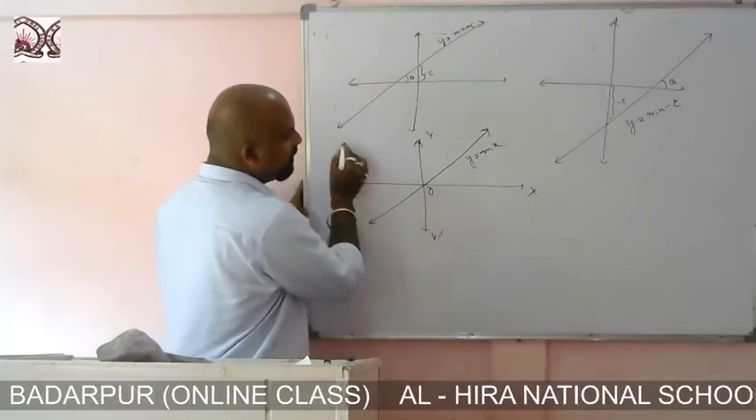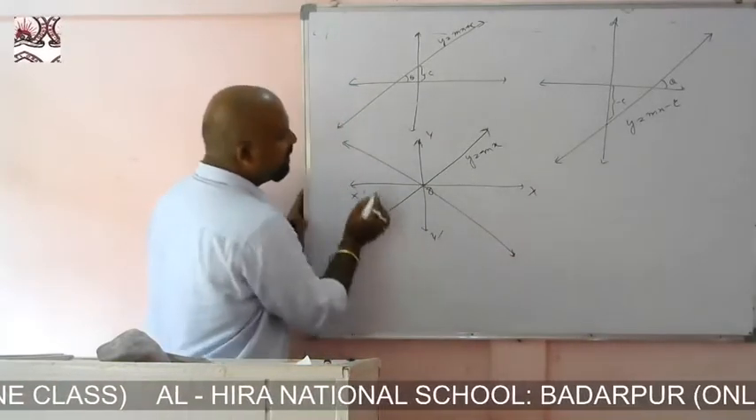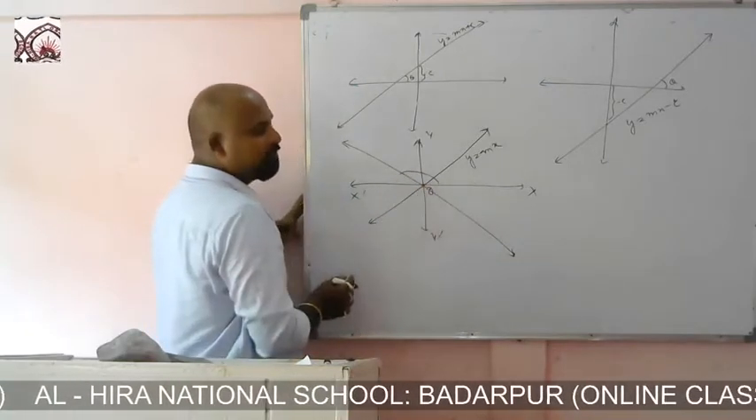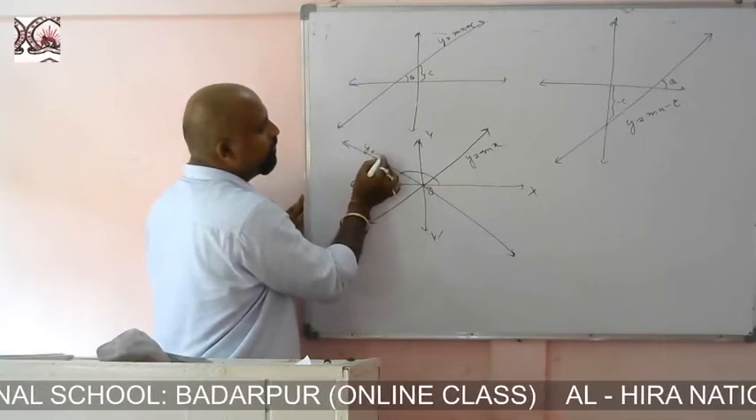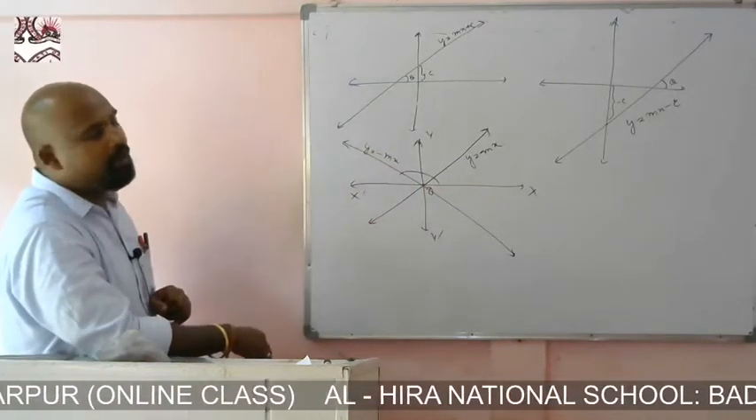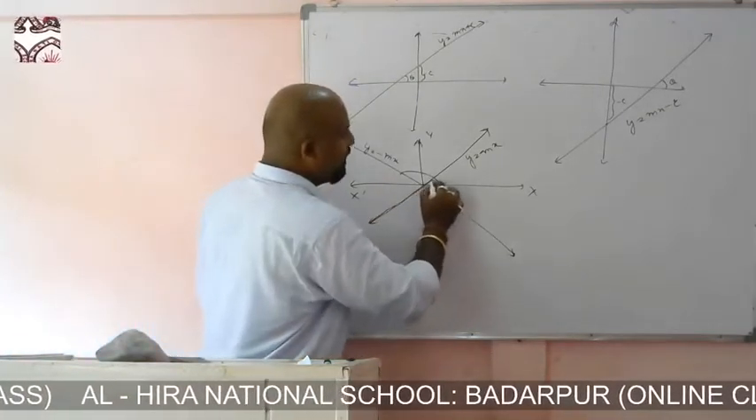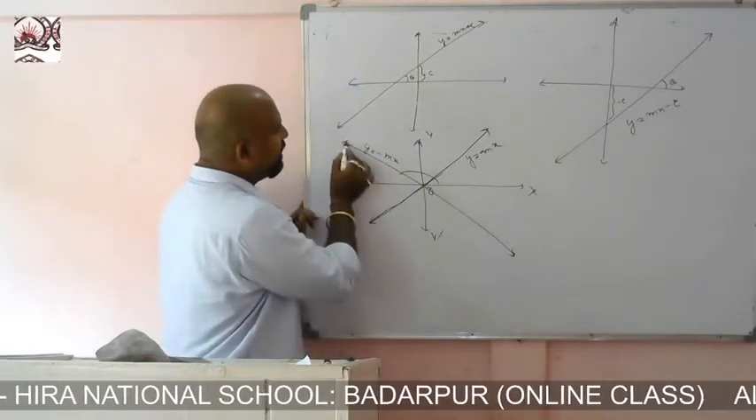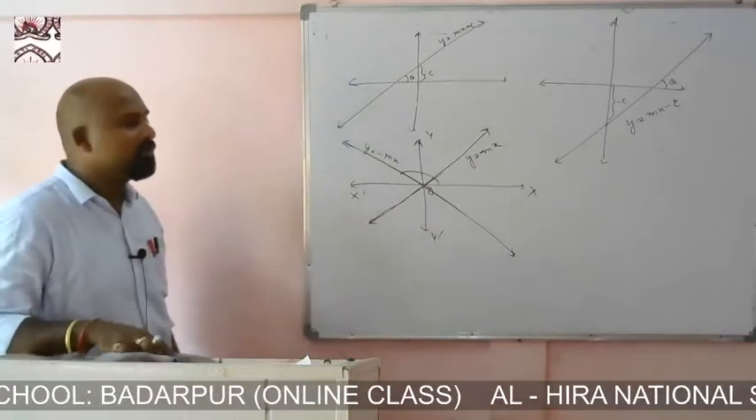But if the line passes in this direction, then this angle is obtuse, greater than 90 degrees. Then the equation will be y equals minus mx. Clear? The equation of this line is y equals mx, and the equation of this line will be y equals minus mx. Okay.